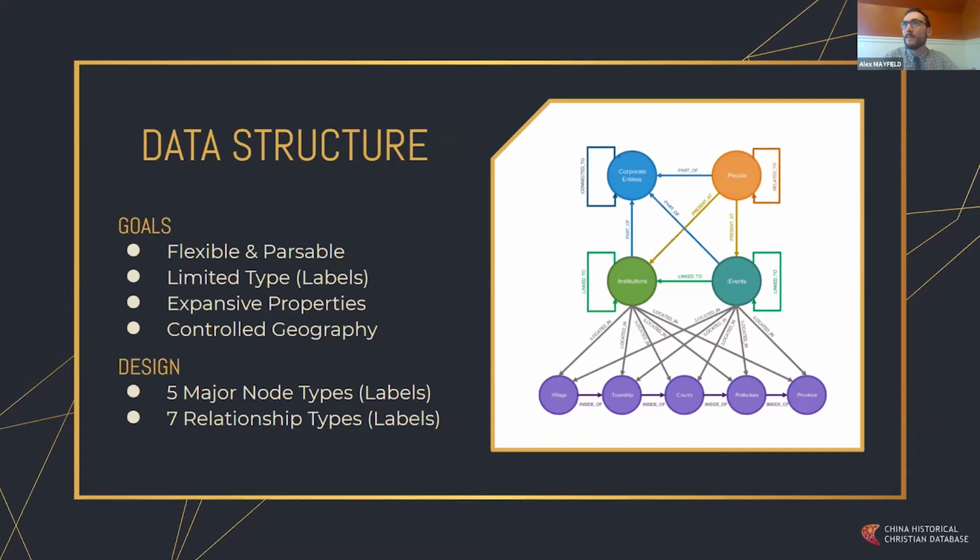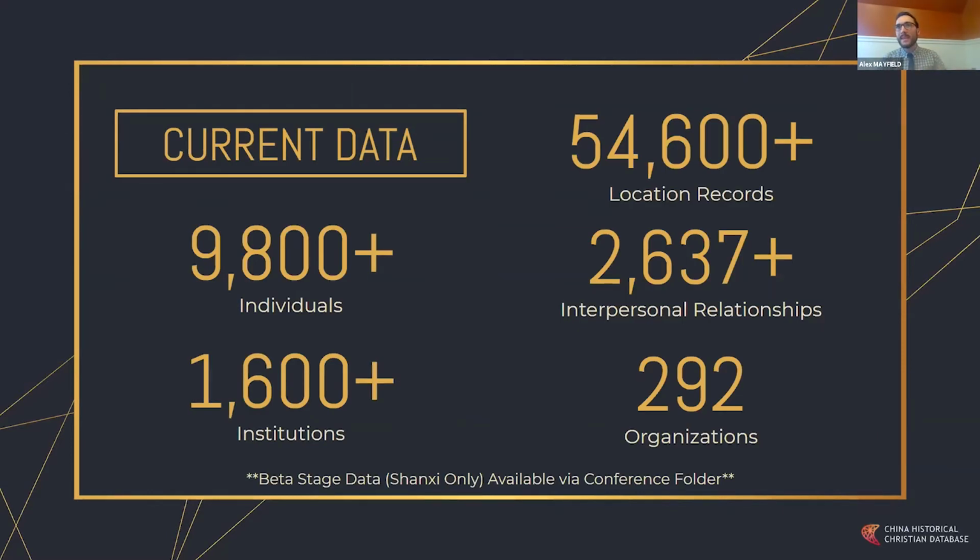So this results in this sort of structure, which has 5 major node types and then 7 relationship types, which then have subtypes which can be recorded. And currently, this is where our data stands. This is mostly our cleaned data, the data from our first iteration. This is mostly coming from directories, necrologiums, other scholarly works that have done some of this, and we've been working through them and trying to clean them.